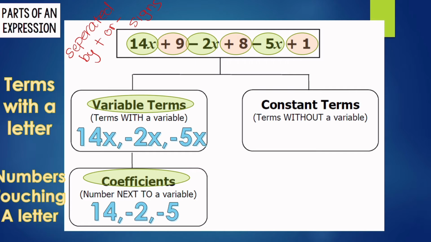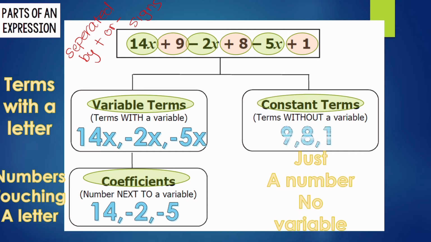Last is something called our constant terms. Our constant terms are just numbers. They don't have a variable involved. So in this one, it's going to be 9, 8, and 1. And they all have a plus in front, so they're all positive. Okay? So remember, you need to know this terminology because we're going to use it in class.